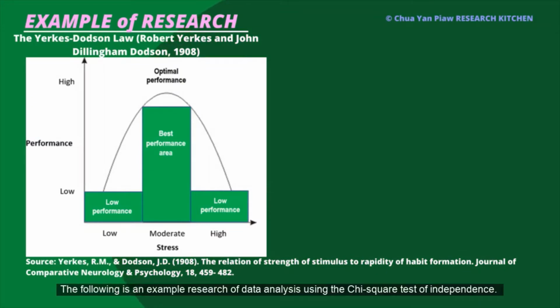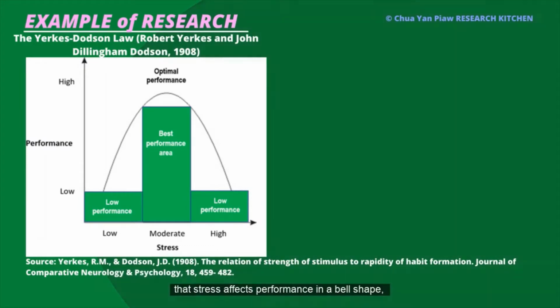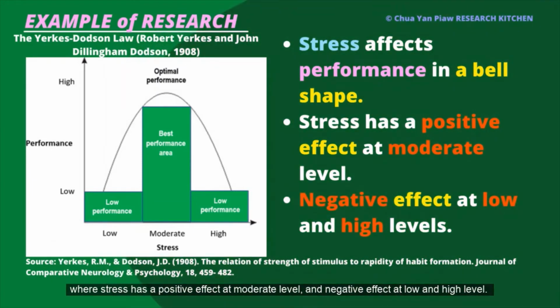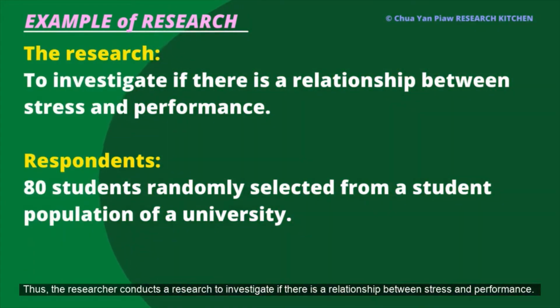The following is an example research of data analysis using the chi-square test of independence. In this example, a researcher reviewed the Yerkes-Dodson law by psychologists Robert Yerkes and John Dillingham Dodson that stress affects performance in a bell shape, where stress has a positive effect at moderate level and negative effects at low and high level. Thus, the researcher conducted research to investigate if there is a relationship between stress and performance.